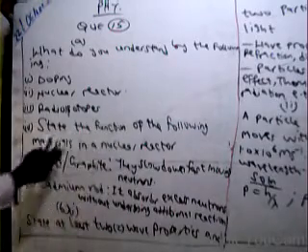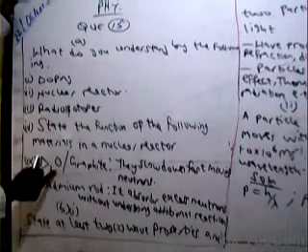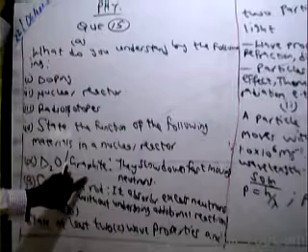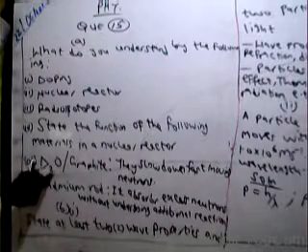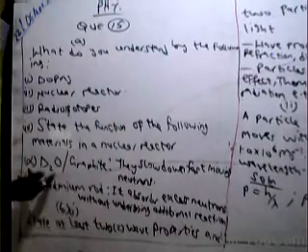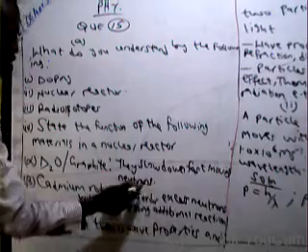State the function of the following materials in a nuclear reactor. The first one here is D2O. Now, they can use D2O or graphite. Both D2O, heavy water, and graphite have the same function. And what's the function of heavy water and graphite? They slow down fast-moving neutrons.